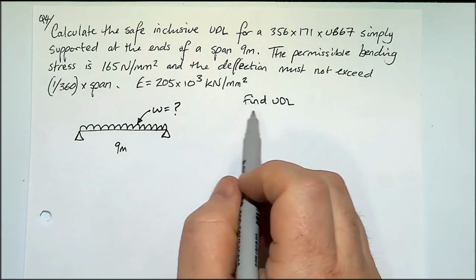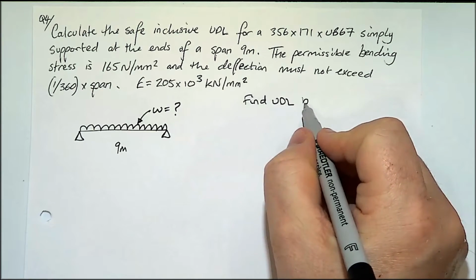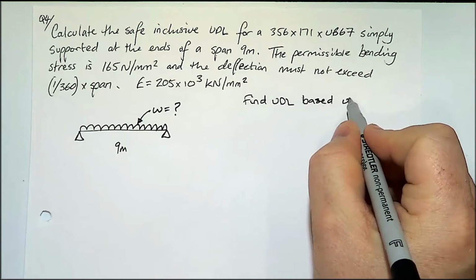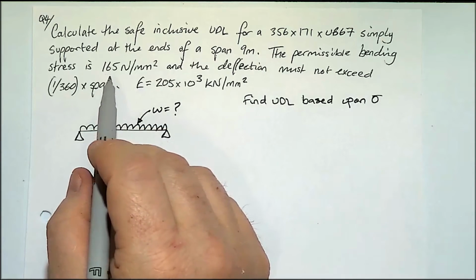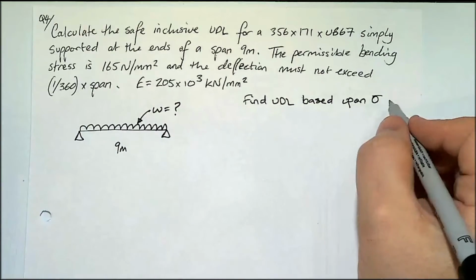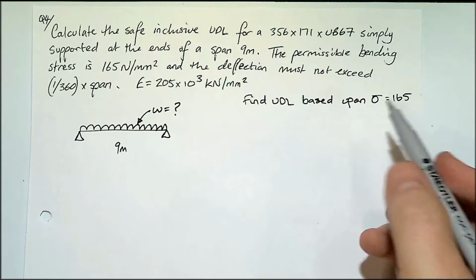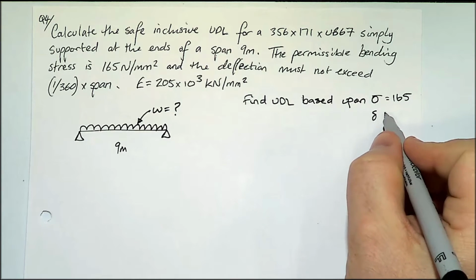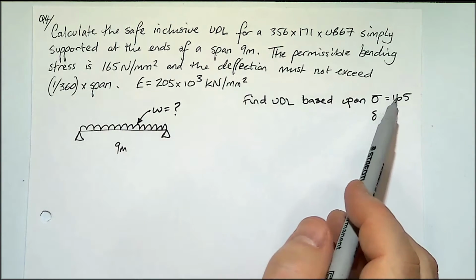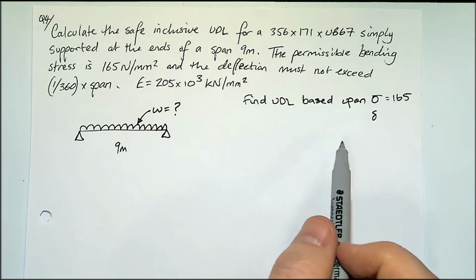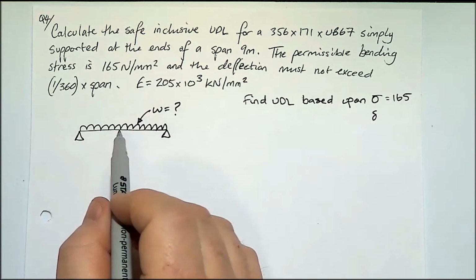So in terms of finding out the UDL, we could look at the strength of the material. So we could find UDL based upon your stress value, or the internal stress value of the beam, which is 165. And we'll compare that to the deflection for this beam also. So we're looking at the ultimate and the serviceability to try and find out the value of the UDL.